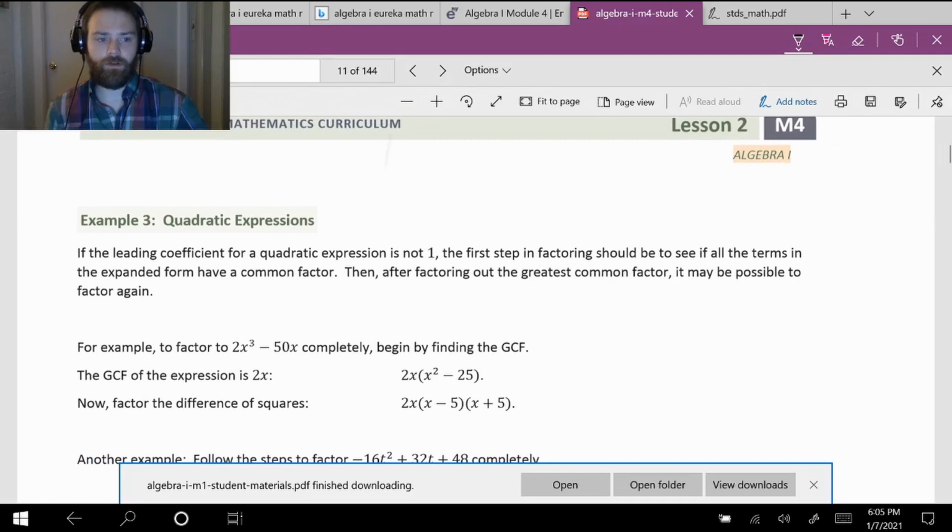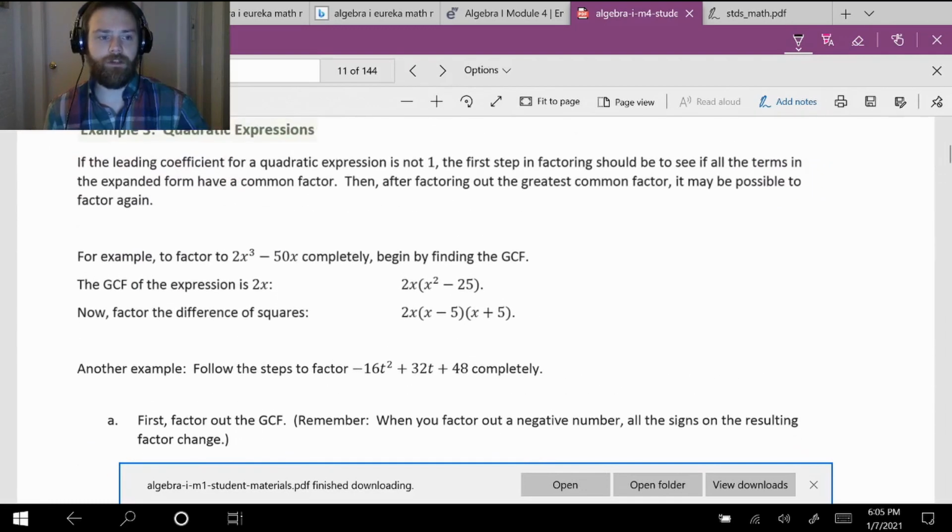So quadratic expressions. If the leading coefficient for a quadratic expression is not 1, the first step in factoring should be to see if all the terms in the expanded form have a common factor. So that's my step 0. Then after factoring out the greatest common factor, it may be possible to factor again.